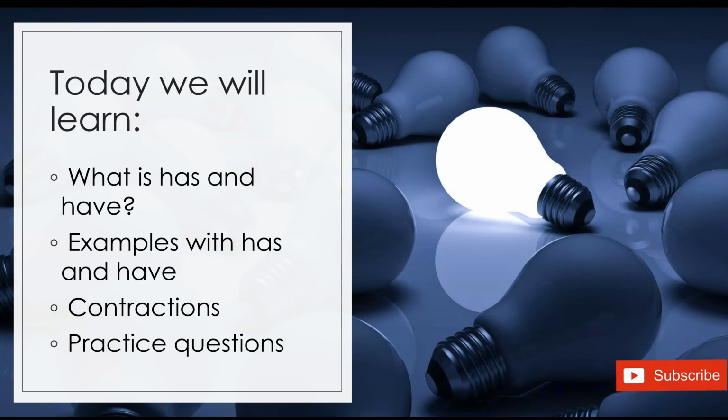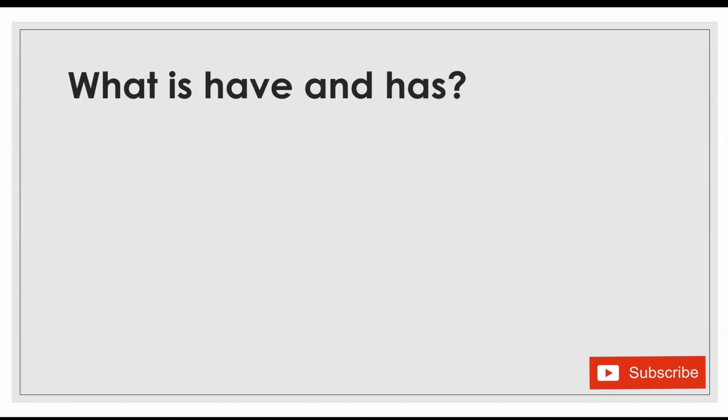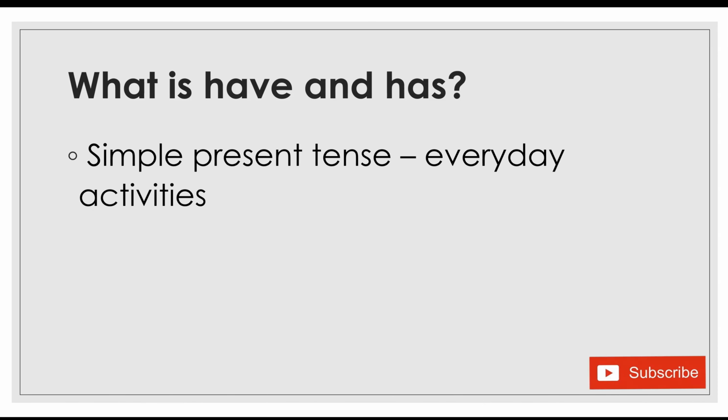Okay, so today we will learn what is has and have, examples with has and have, contractions, and some practice questions at the end. Okay, so first, what is have and has? This is a verb. Okay, it's in the simple present tense. Remember, that means everyday activities.